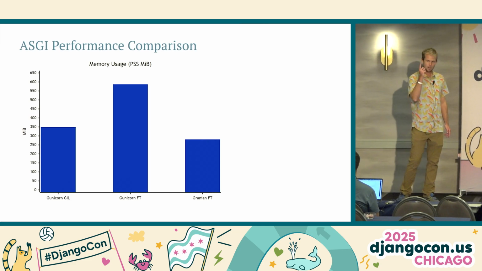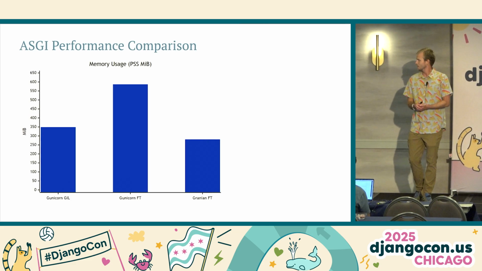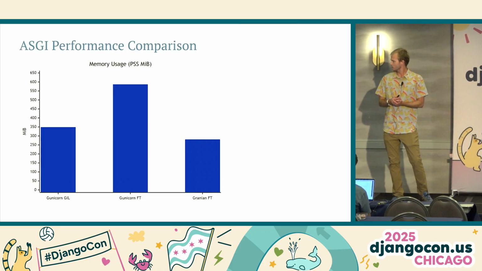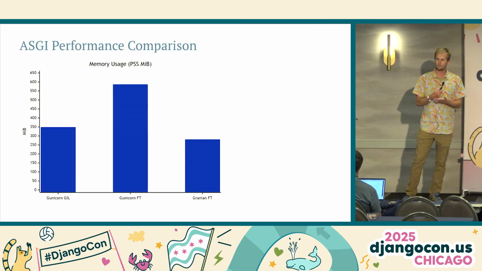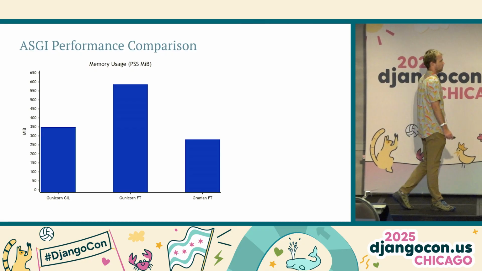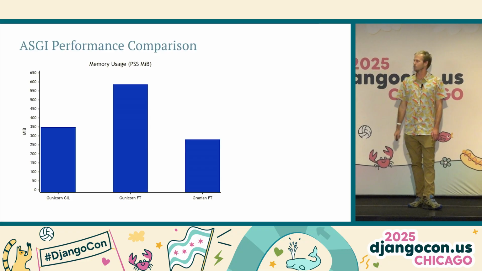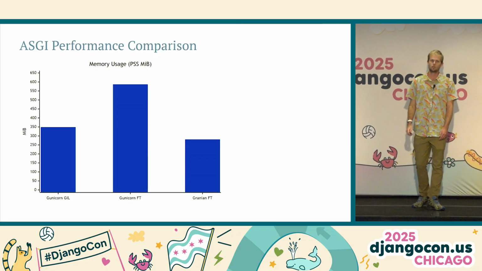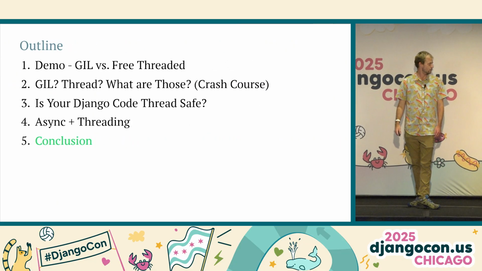The next benchmark is the most fascinating one to me, and I don't have a great explanation for you. Gunicorn with the GIL had much lower memory than Gunicorn in free-threaded mode. For some reason, running Gunicorn with free-threaded spiked the memory, but Granian had lower memory than even Gunicorn with the GIL. So it was very interesting.